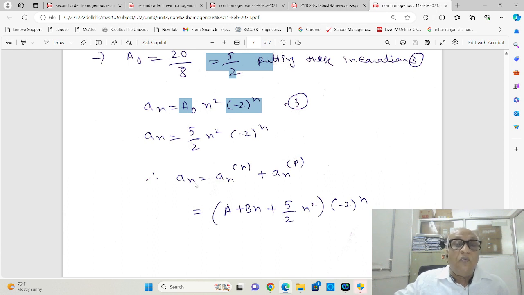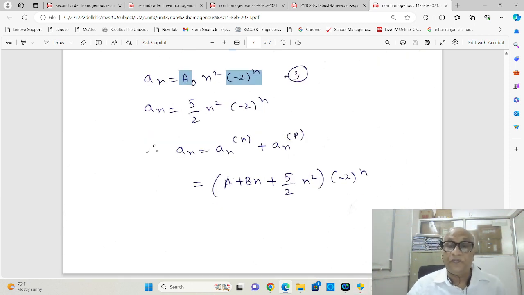So now my complete solution will be an homogeneous plus an particular. Once I add, I get the solution.